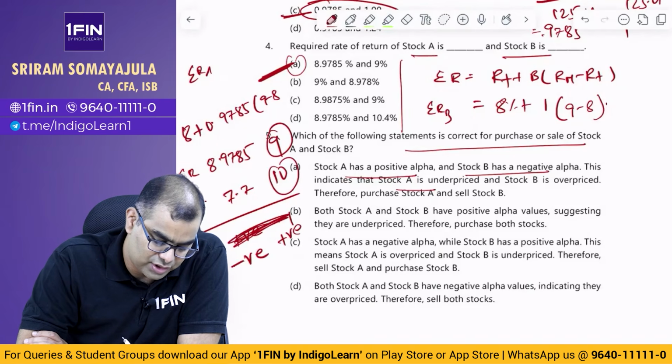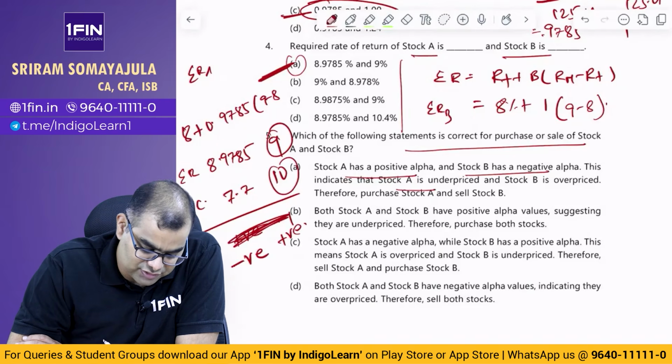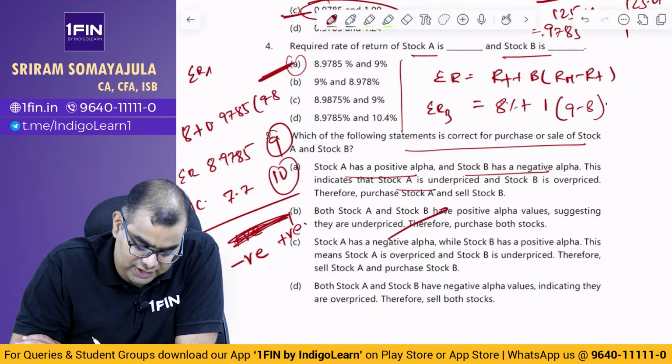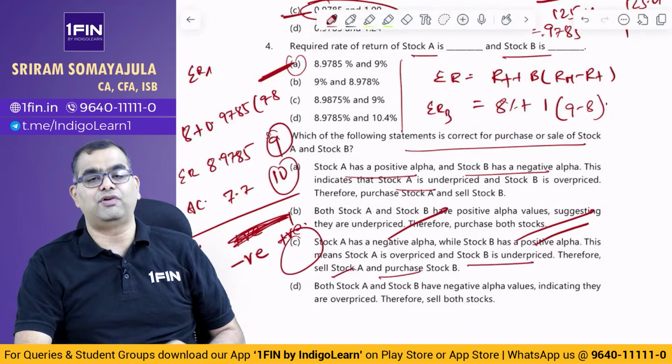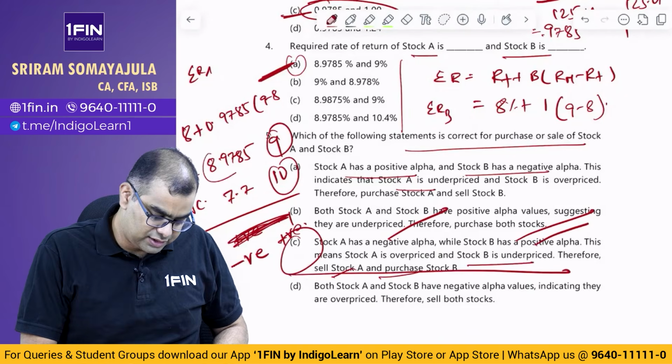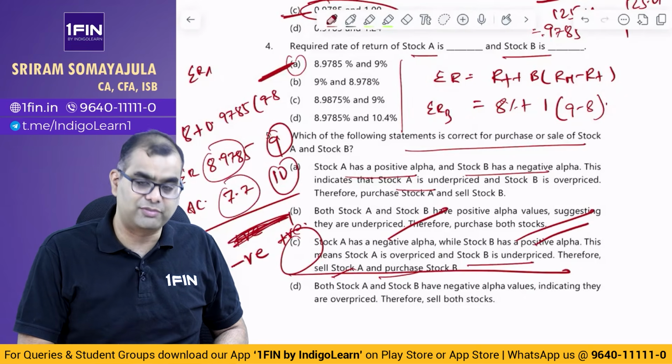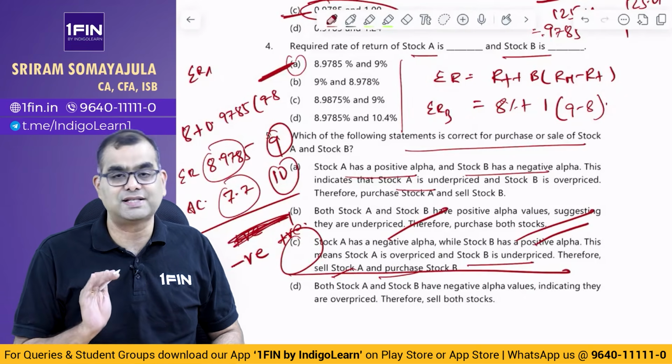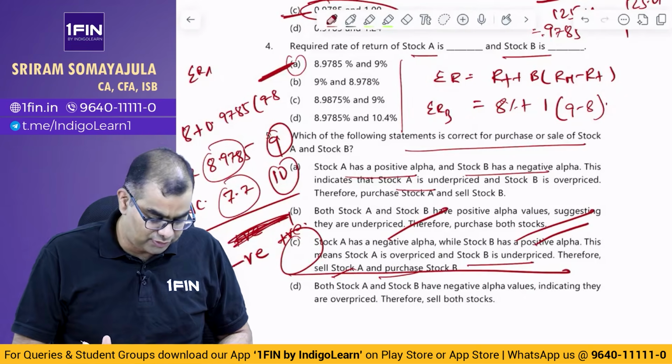Stock A has negative alpha because expected return is only 9, actual return is 10. So this is the other way around. Stock A has negative alpha, correct, and stock B has positive alpha, correct. This means stock A is overpriced and stock B is underpriced. So sell stock A and purchase stock B. Answer is C for question number 5. The expected return is 8.97, actual return is 7.6, so you have negative alpha. So stock A has negative alpha. Okay, let us move forward.